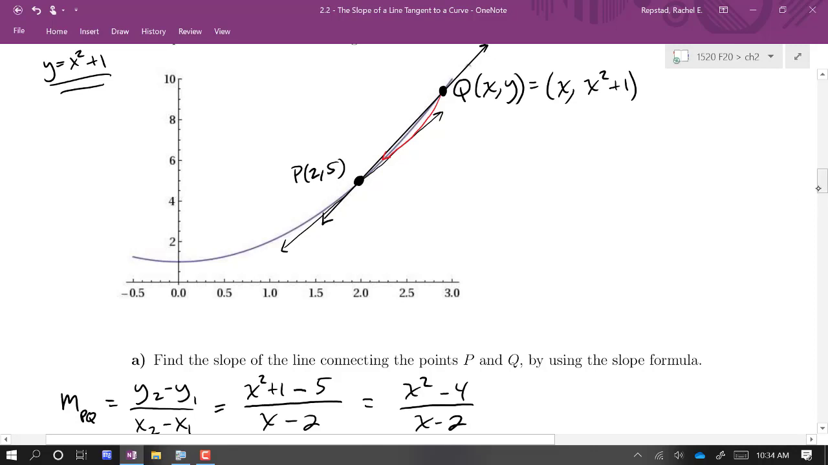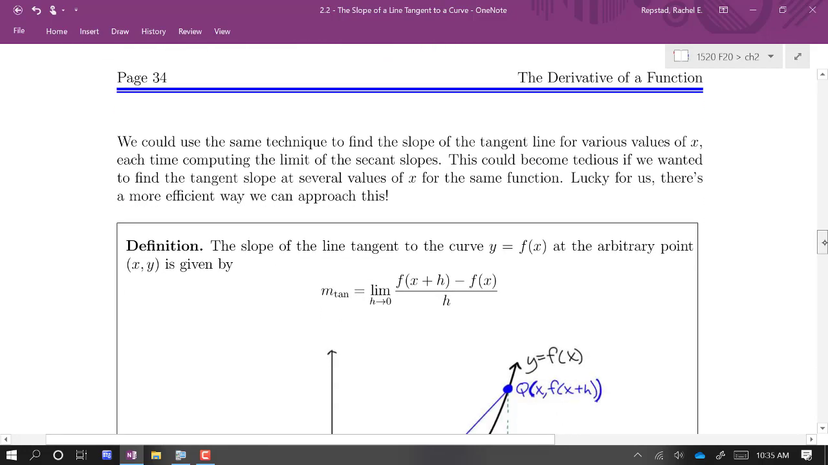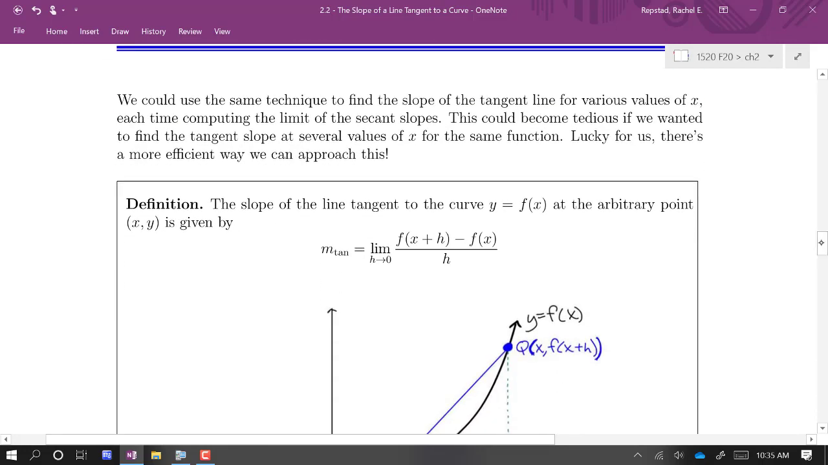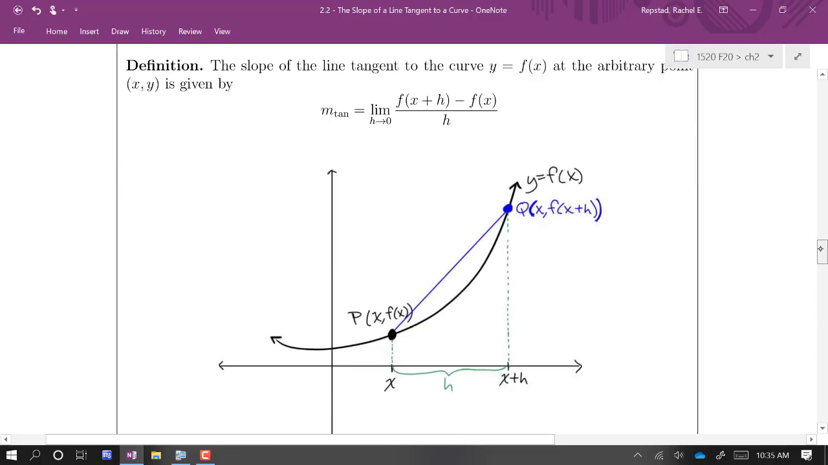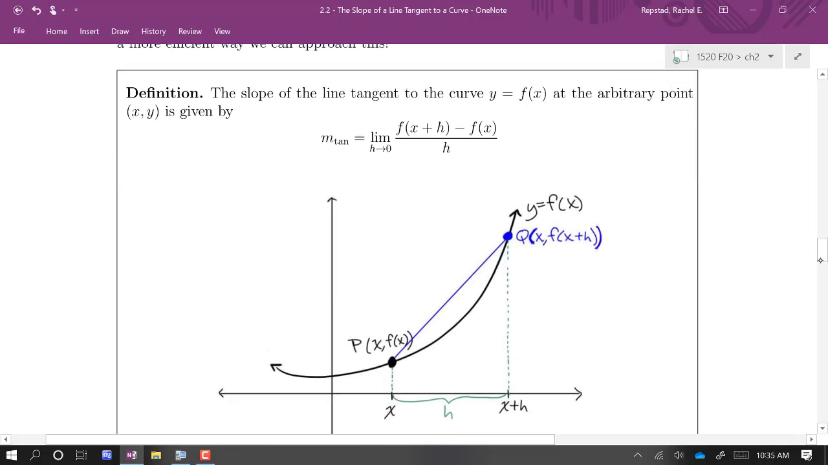So we could use this same technique to find the slope of a tangent line at any point on this curve and expand that to other curves as well. But I'll just note that right now, the way we've set it up, if I wanted to find the slope of the tangent line at a different point, at the point (1, 2) or at the point (3, 10), I'd have to set up a new limit, right? Because our point P would be changing. But another option we have is to define the slope of a line that's tangent at an arbitrary point.